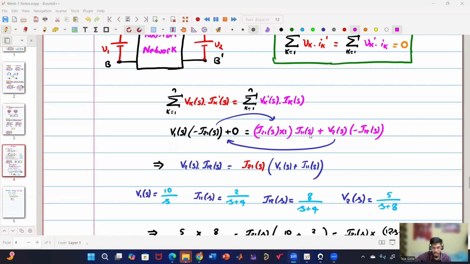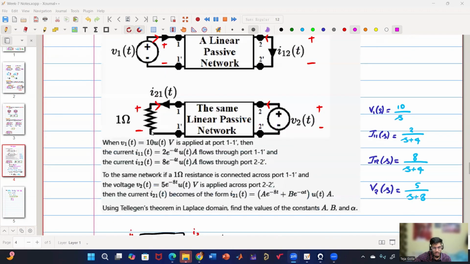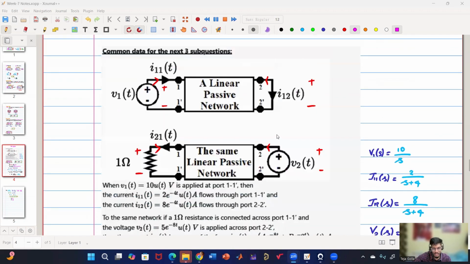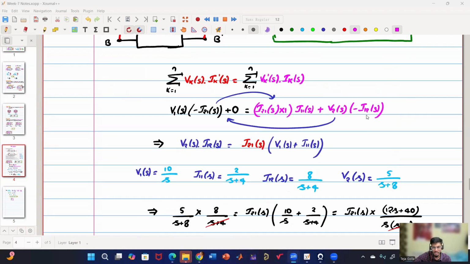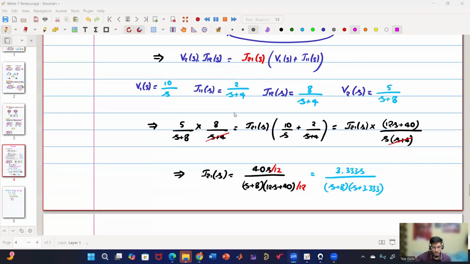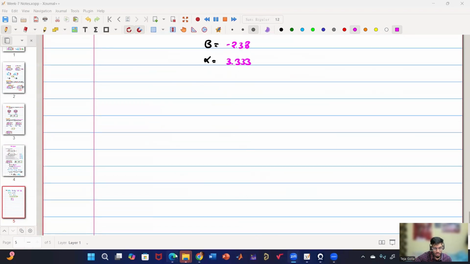Yes, sir. Okay. Now this voltage, this current is over this voltage, this current. This voltage is V2 of S. This current is in the opposite direction, so minus I12 of S: V2 of S times minus I12 of S. Is this expression also clear? Yes, sir. Clear, sir. Okay, then we'll proceed to the next problem if you don't have any doubts.